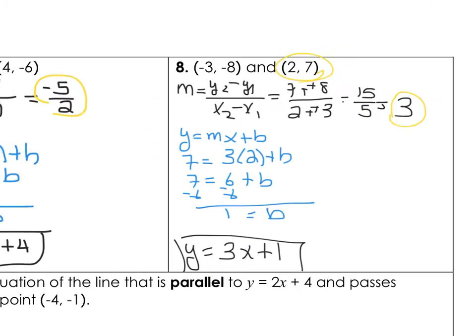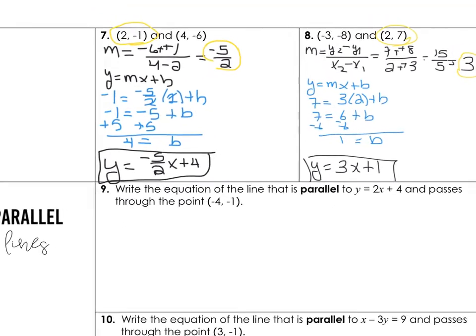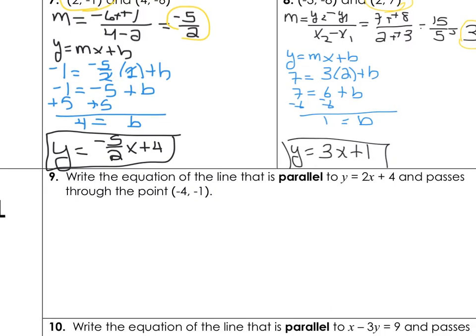All right, so let's look at this next question. This next question tells you write the equation of the line that is parallel to y equals 2x plus 4 and passes through the point -4. So all you need is you need the slope from your equation. So the slope is right here. It's in front of x. And since it's parallel, and here's our point. So since it's parallel, we want the exact same slope.